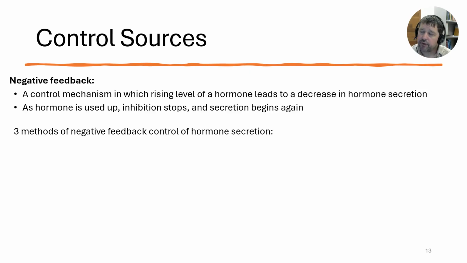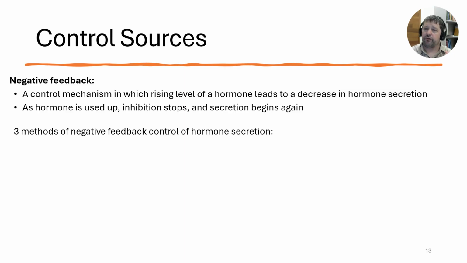So negative feedback is the main and very important way to control hormones and the effects of hormones. Okay, so it's a mechanism in which when hormone levels rise, it decreases the hormone secretion until that hormone is used up, and then the inhibition is stopped and the secretion could begin again. These are cyclic kind of events, and it's not an all or nothing.